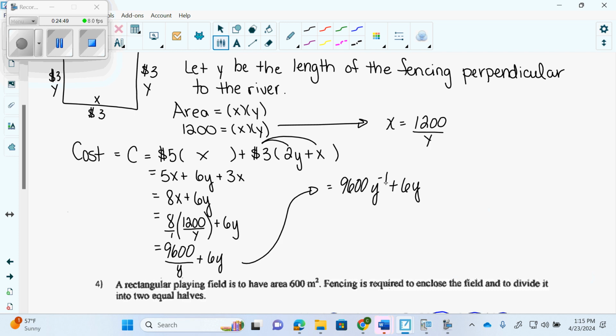So now to get the minimum cost, I'm going to actually differentiate this. So I'm going to get negative 9,600 y to the negative 2 plus 6.